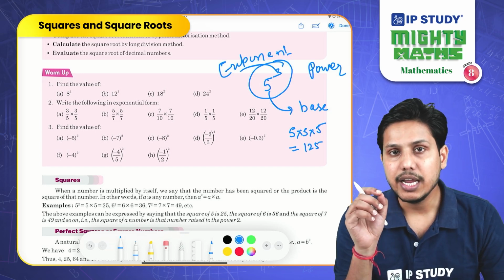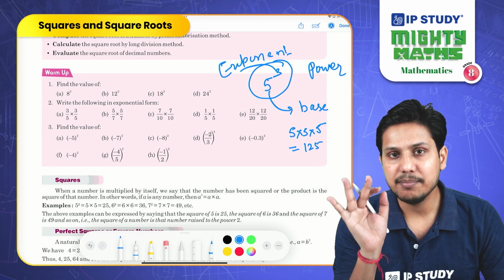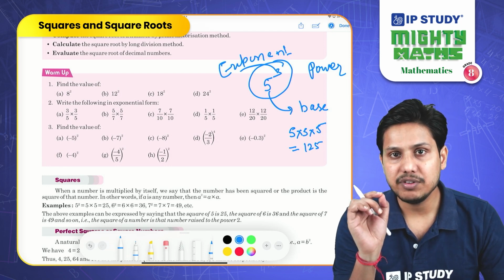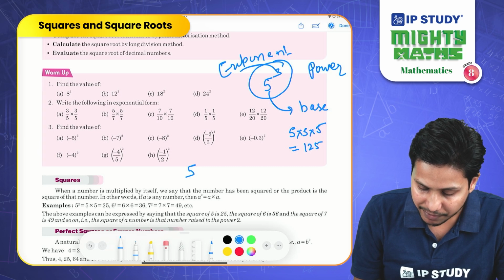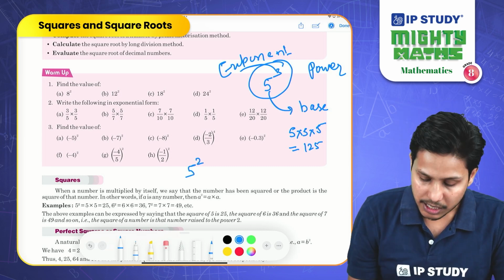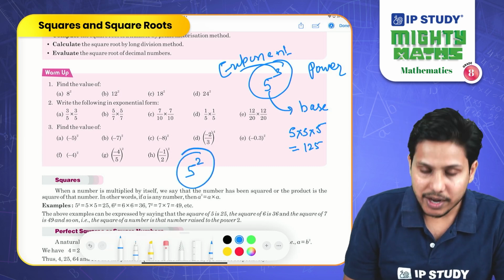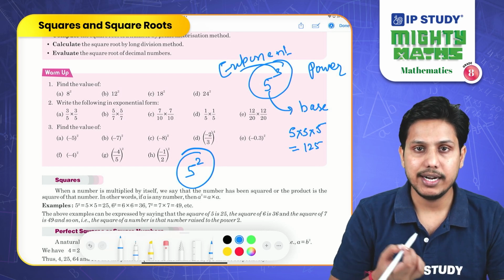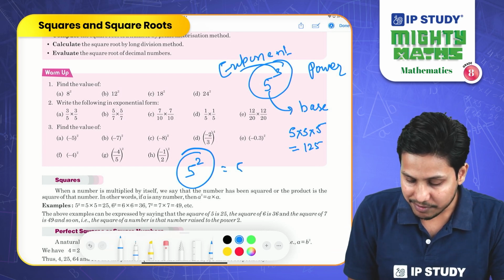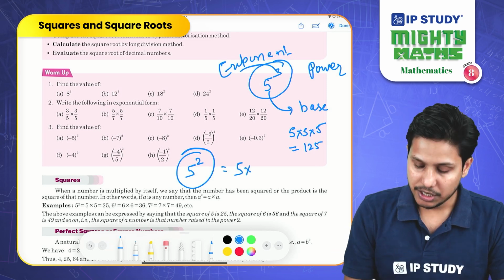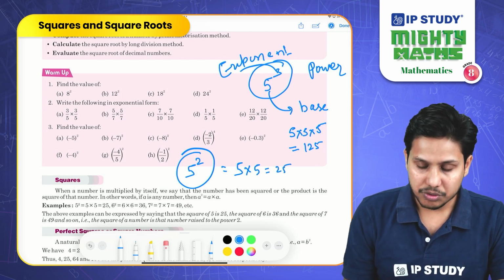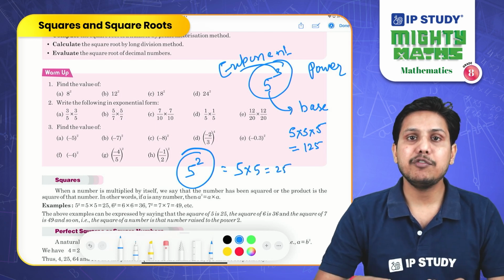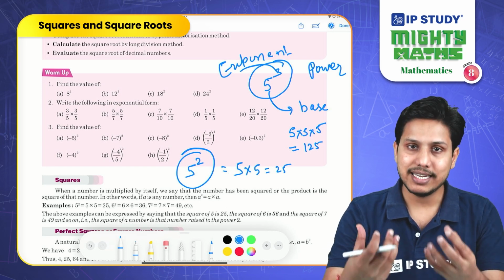Now students, if the exponent on a number is 2, then we say that we are squaring that number. It means if we have 5 raised to the power of 2, we call it the square of 5 or 5 squared. And it represents that 5 should be multiplied 2 times. 5 times 5 is 25. So square of a number means we have to multiply a number by itself.